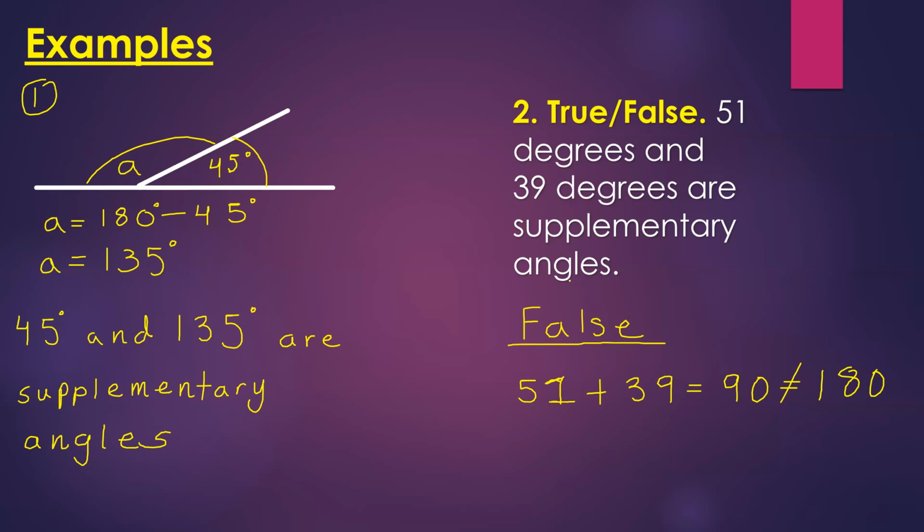Jemiah Davis. Yes, sir. Complementary angles add up to how much? 90 degrees. How about supplementary angles? They add up to how much? 180. Very good.